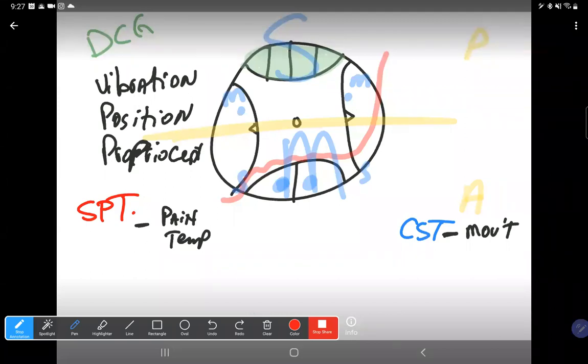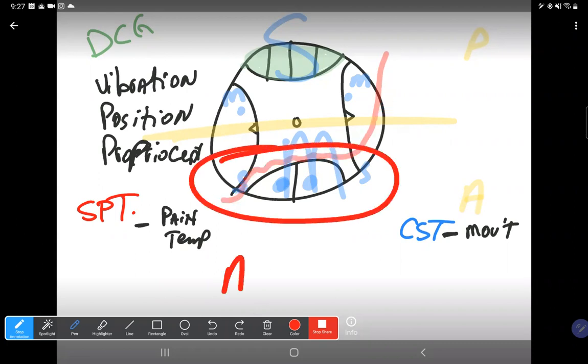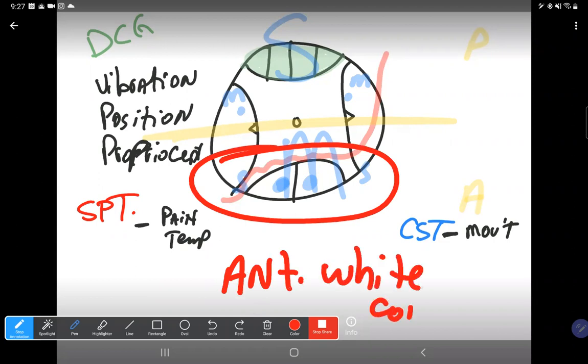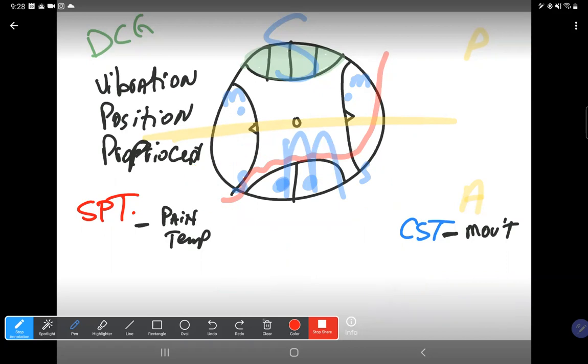Then I have my spinothalamic tract, which you see is doing this. What I'm drawing is that it crosses at the anterior white commissure. This area right here is known as my anterior white commissure, all right? So basically this area, if damaged for whatever reason, would affect pain and temperature, right?